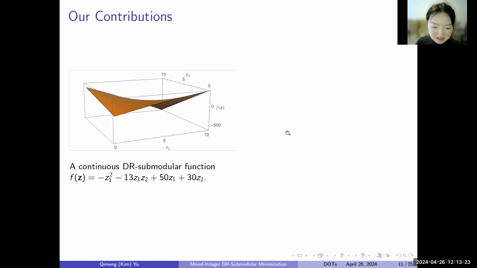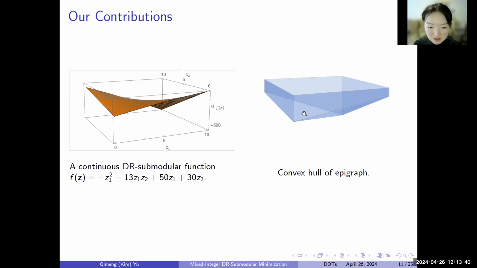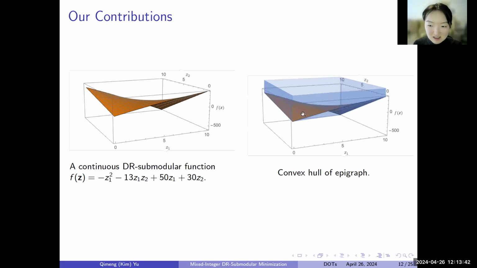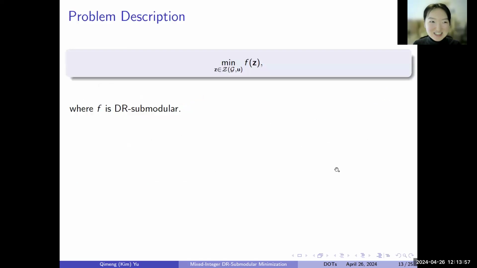Before delving into the technical details, I want to highlight the key takeaway: surprisingly, the convex hull of the epigraph of any DR-submodular function, and imagine this is not just purely continuous and box constrained, it can be mixed integer with additional constraints, is polyhedral. So what this means is that this seemingly difficult mixed integer constrained nonlinear problem is nothing but a simple LP. We were pleasantly surprised by this. All right.